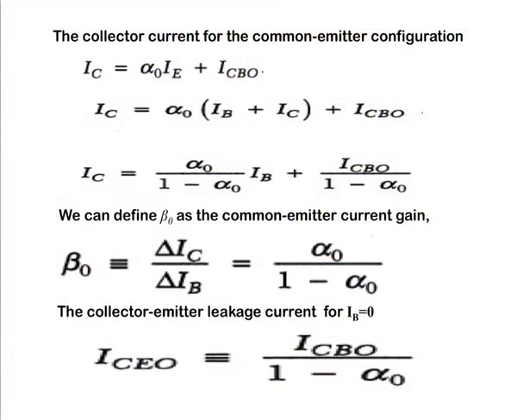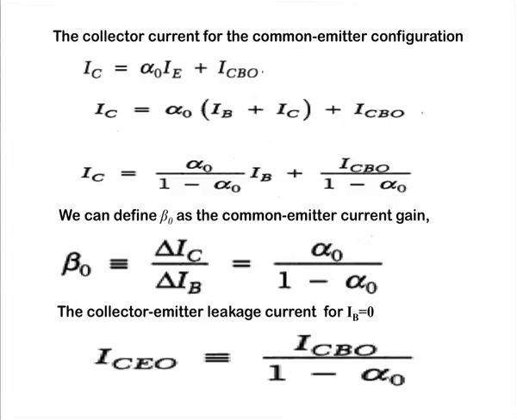So, now here the output current is IC and the input current is IB. In this equation you can see IC equals alpha 0 IE plus ICBO. We derived this equation in the common base configuration. Now, we can write IE equals IB plus IC. Rearranging these equations, we can write IC equals alpha 0 upon 1 minus alpha 0 times IB, plus ICBO upon 1 minus alpha 0, and here we can define one more factor.